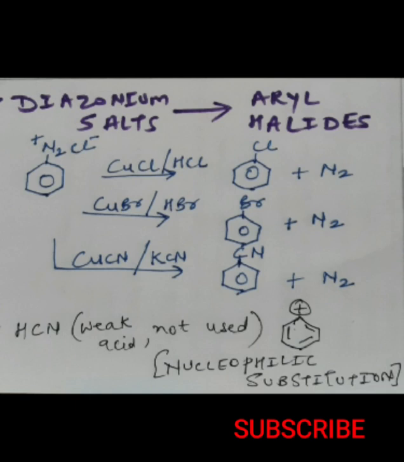So this is the Sandmeyer's reaction, whereby diazonium salts are converted into aryl halides. Okay, so we are taking this benzene diazonium chloride. This can be interacted with CuCl in presence of the corresponding acid HCl, or you can interact with CuBr in presence of the corresponding acid HBr, or CuCN in presence of KCN.